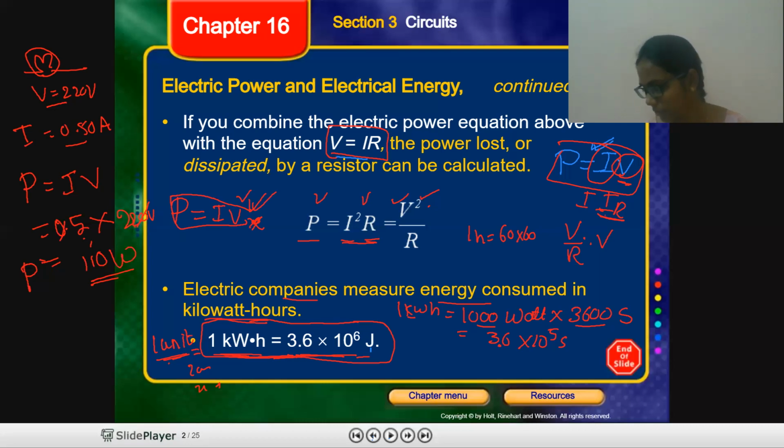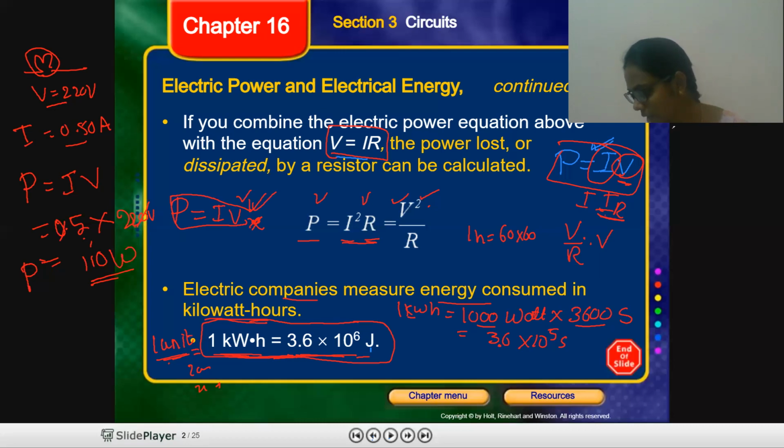An electrical refrigerator is rated 1400 watt. The watt symbol means it is power. Power is given as this much. It operates 8 hours per day. What is the time duration? They have given 8 hours per day. It is operating 8 hours per day.